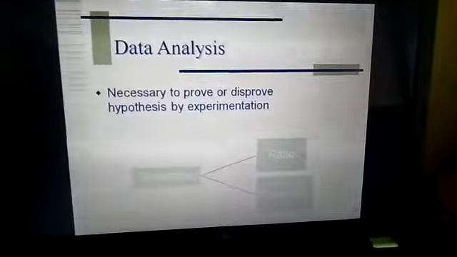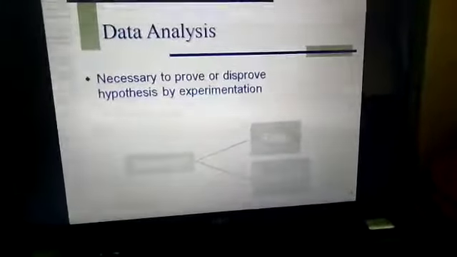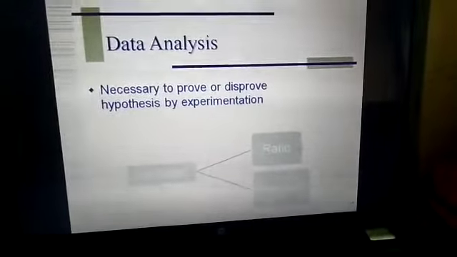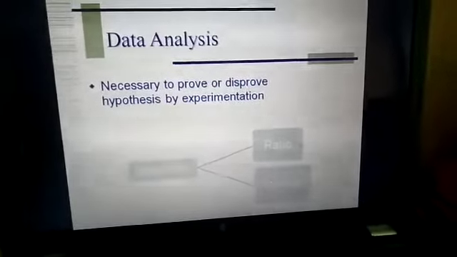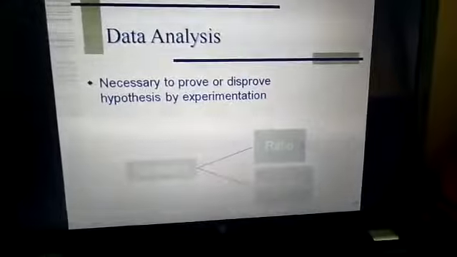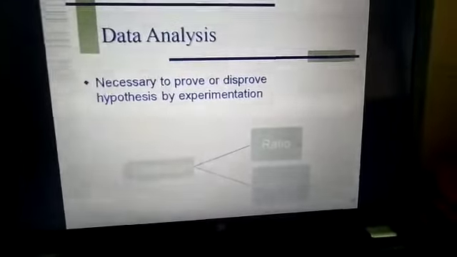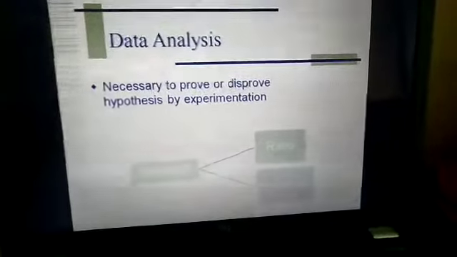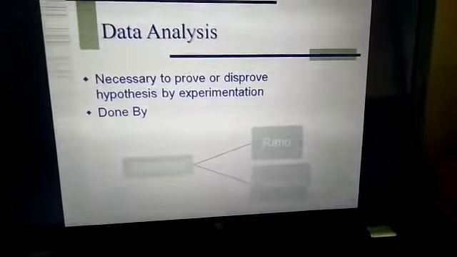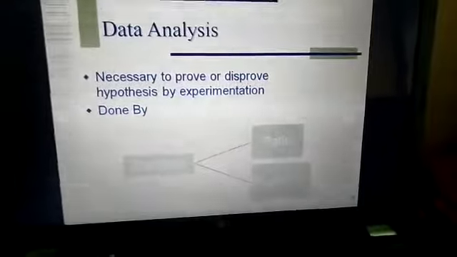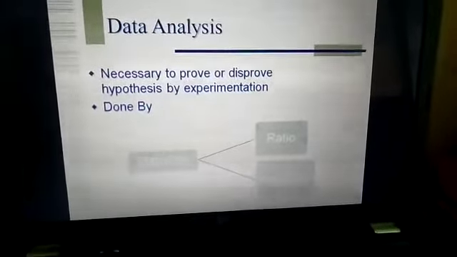Then comes data analysis. Depending on the type of data, analysis is necessary to prove or disprove a hypothesis by experimentation. It is done through the application of statistical methods that are ratio and proportion.